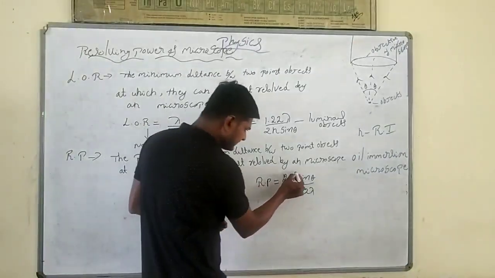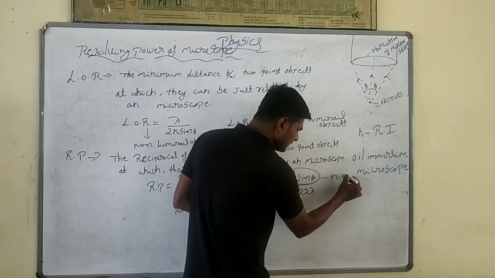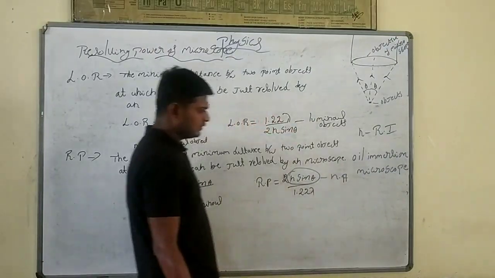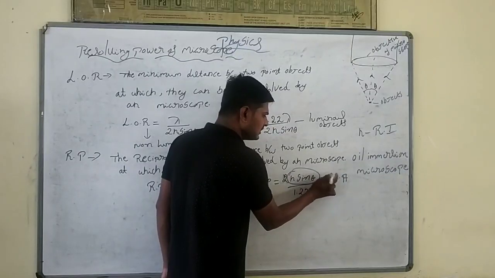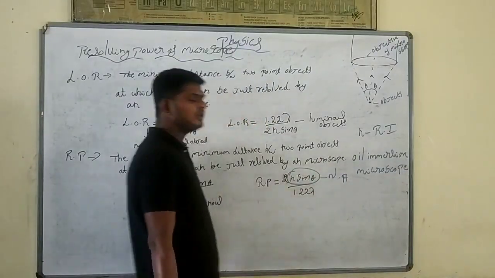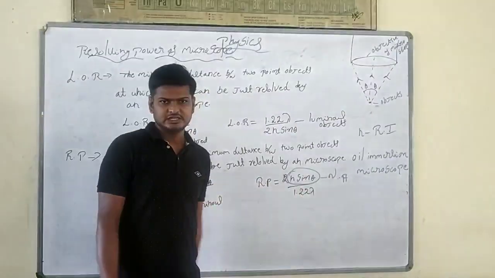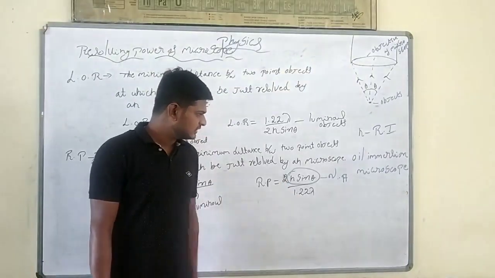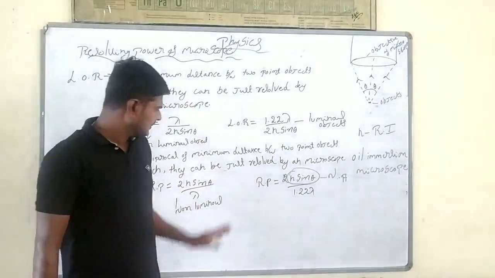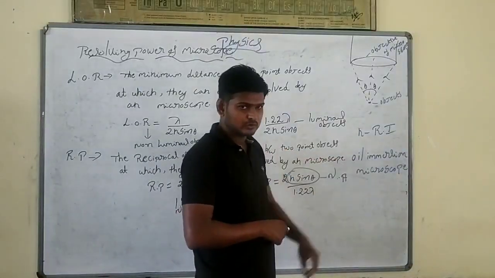Here, this n sin theta is there, no? This one we call what? Numerical aperture. n sin theta. From the CET point of view, they will ask to find the numerical aperture of a microscope. You have to keep in mind that n sin theta is the numerical aperture.